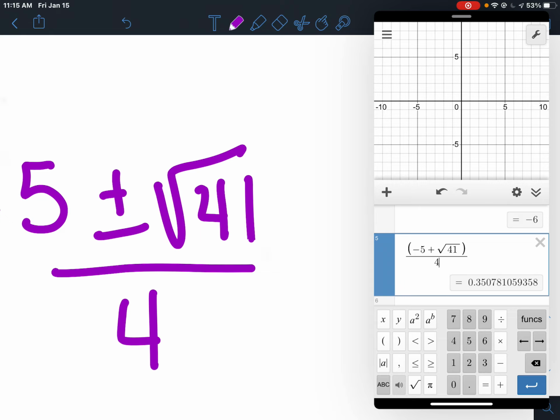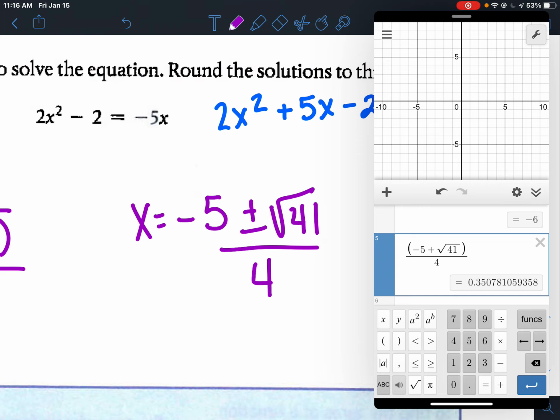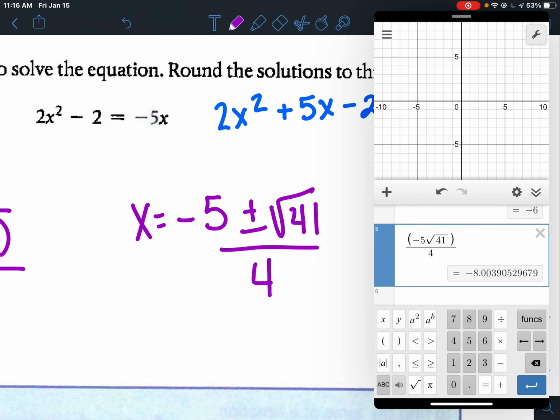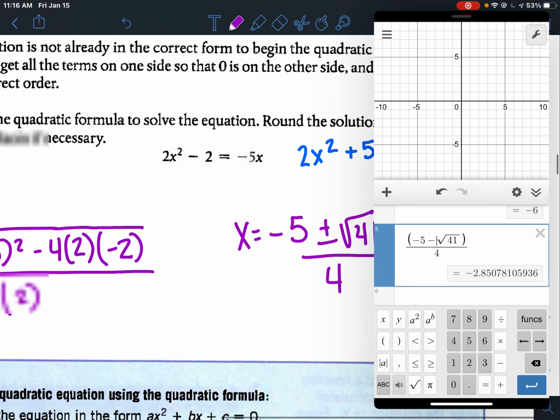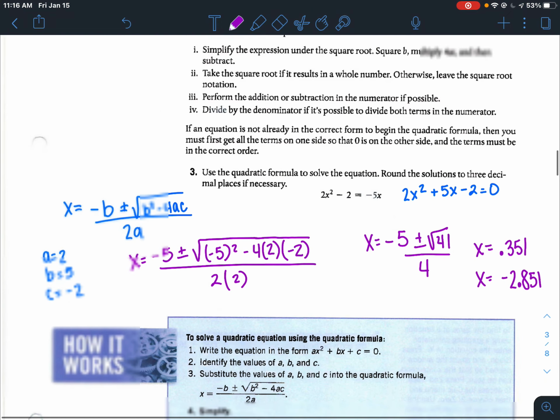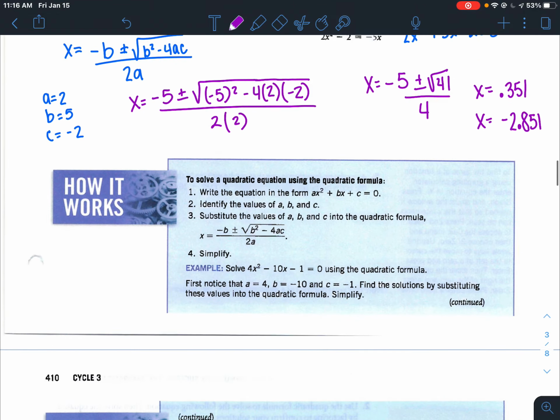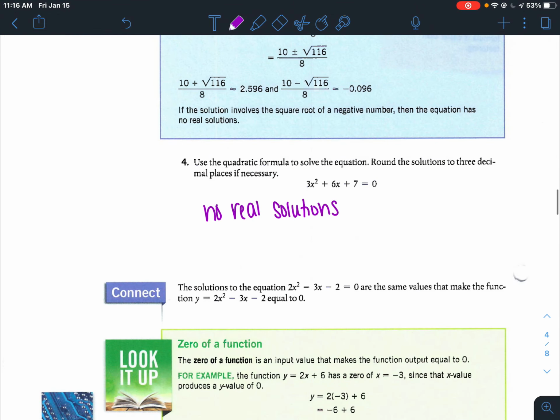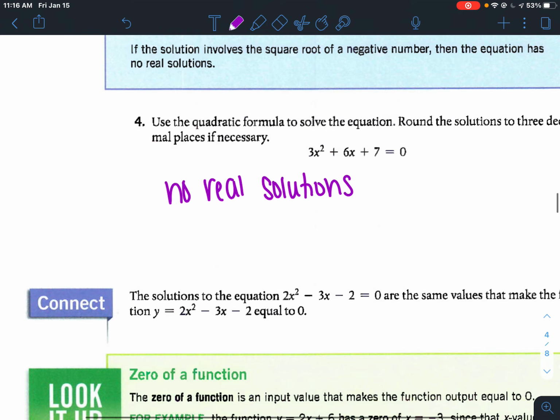Okay, 0.351 is one of them, and then I go back, I erase that plus, and I plug in a minus. X will also equal -2.851. So there we go. Okay, hopefully that's not too bad. All it is just plugging in numbers. So thrilling, I know.